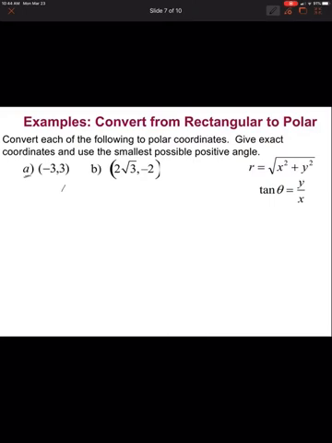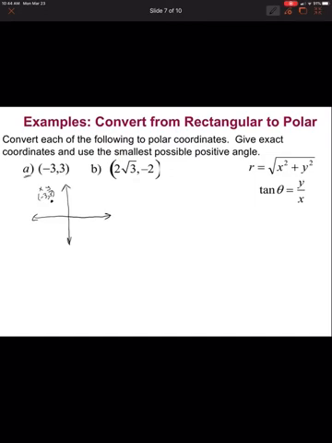So let's go ahead and draw in our x and our y-axis so we can see a quick picture of what this point looks like. So left 3, up 3. Here in quad 2, right, is our rectangular coordinates. There's x and y. With that said, we want to look at the polar coordinates.